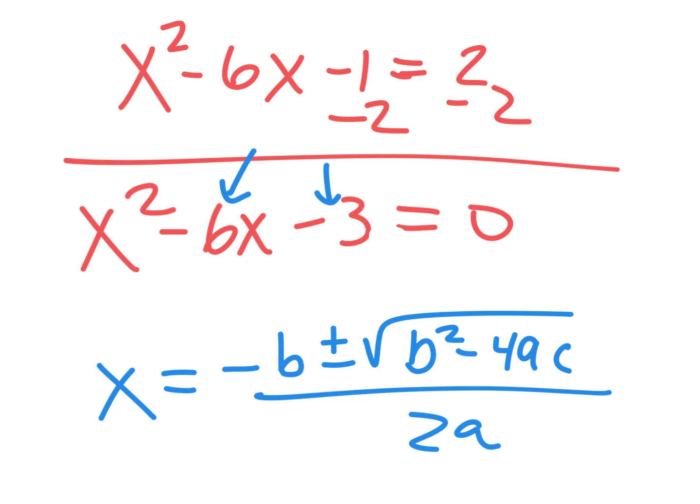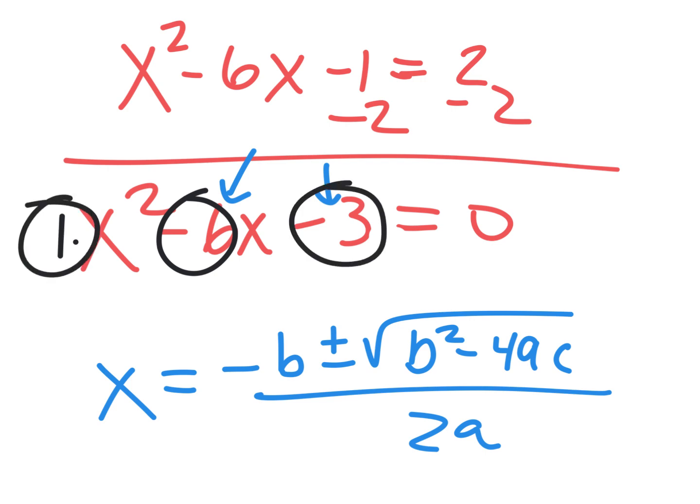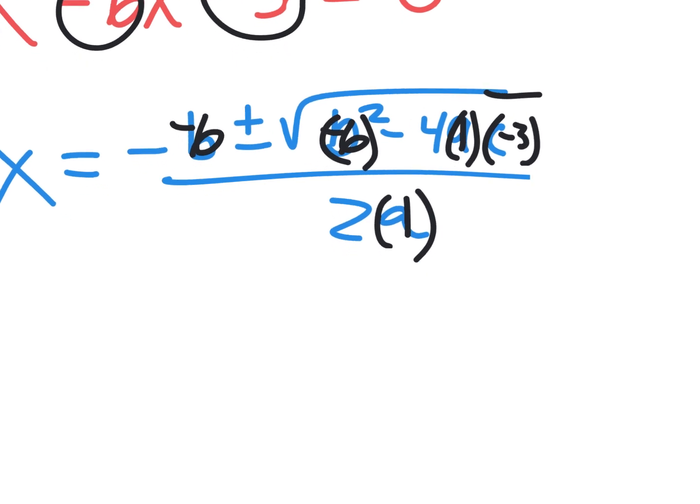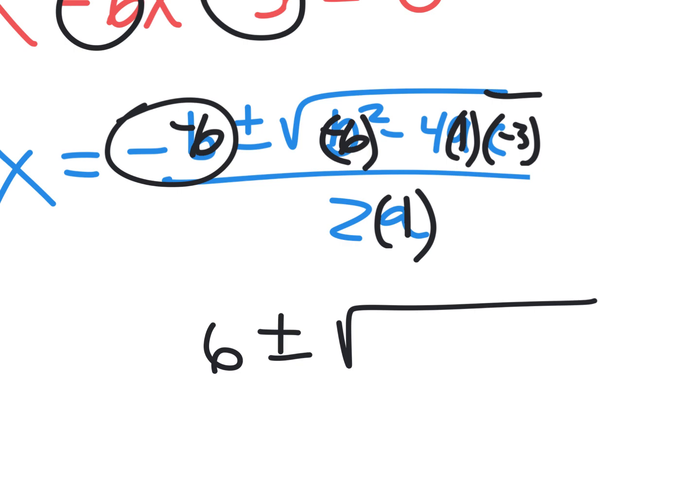So let's actually stick the numbers in it, though, so people get what is A, B, and C. What the heck is the A? It's a 1. What is the B? It's a negative 6. What is the C? It's a negative 3. So there's my A, B, and C. And B is negative 6, so I'm sticking a negative 6 here and a negative 6 there. A is 1. Well, that's easy. That's a 1 and that's a 1. And then the C is negative 3, so that's a negative 3. And from there, negative negative 6 simplifies to 6, plus and minus, square root of 36 plus 12, 48, all over 2.